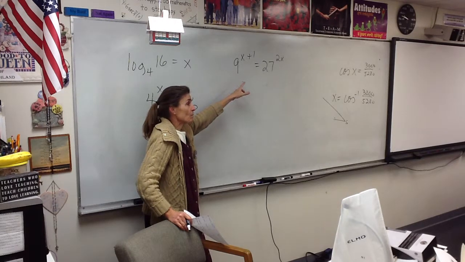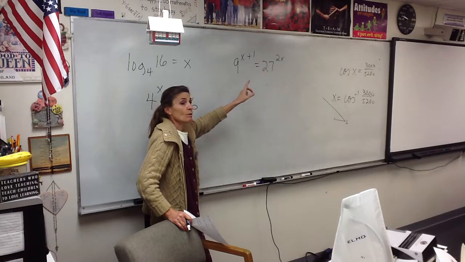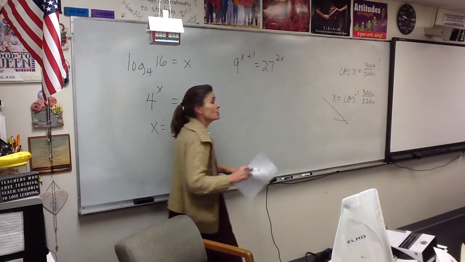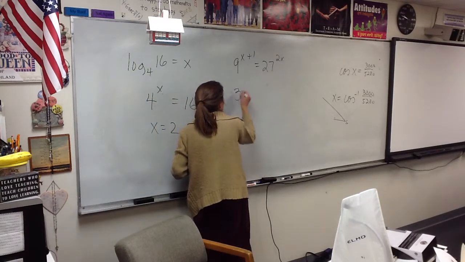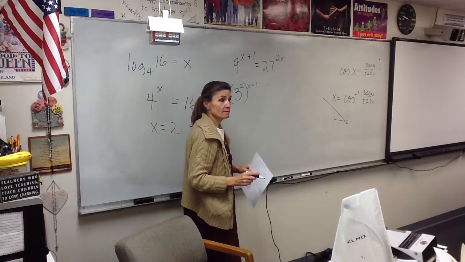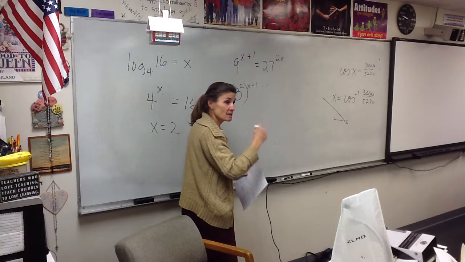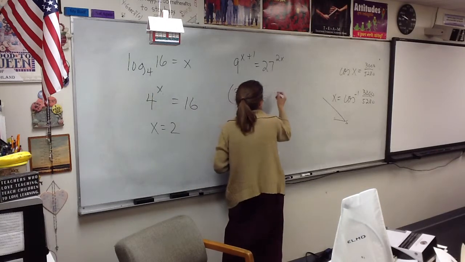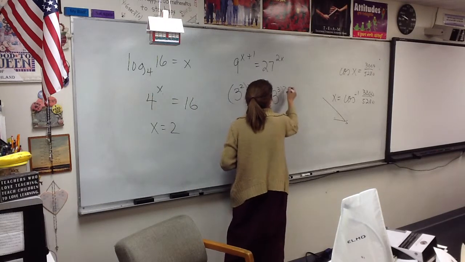What's the key here? What are we going to need to do? Change it to 3. We're going to change everything to 3s. So instead of 9, we're going to have 3 squared. Right? Abby, you paying attention? And instead of 27, we're going to have 3 cubed.